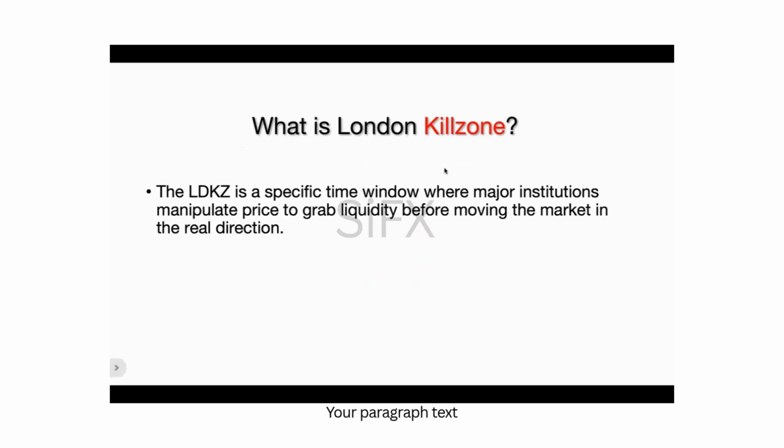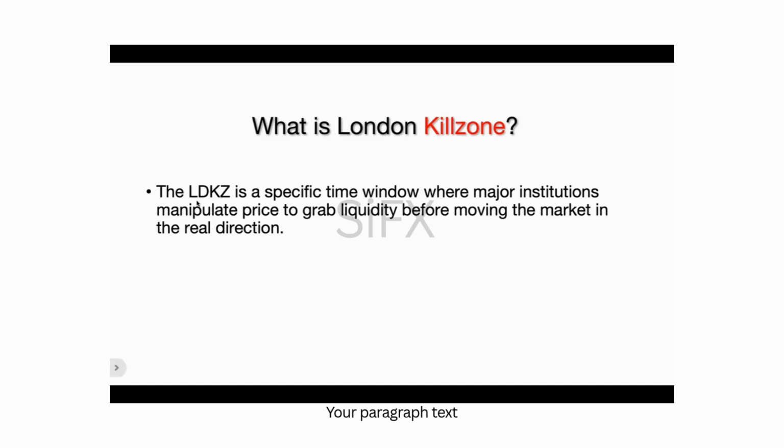All right, so I'll be introducing the concept of London Q zone right about now without wasting time. So what is London Q zone? The London Q zone is a specific time window where major institutions and of course banks manipulate price to grab liquidity before moving the market in the real direction. So most of the time within this time window is where manipulation occurs.